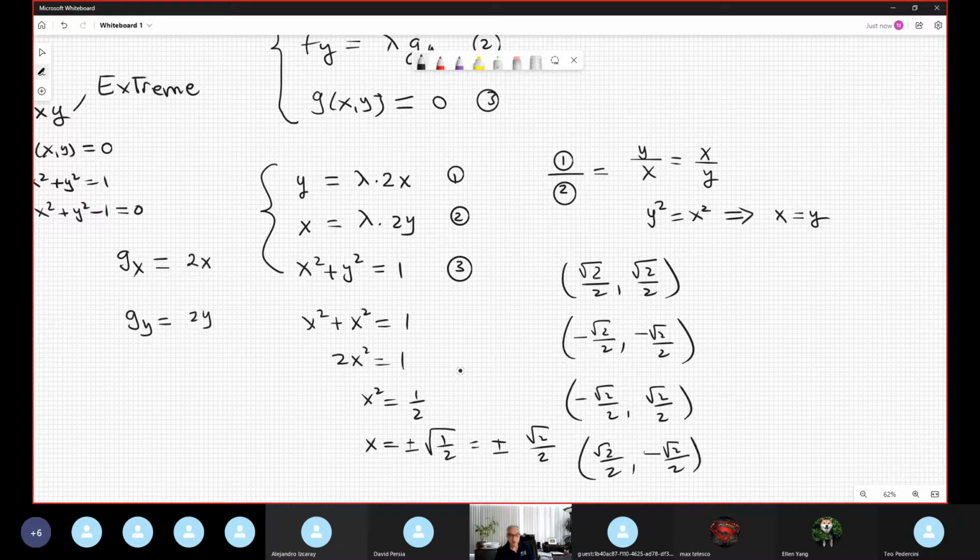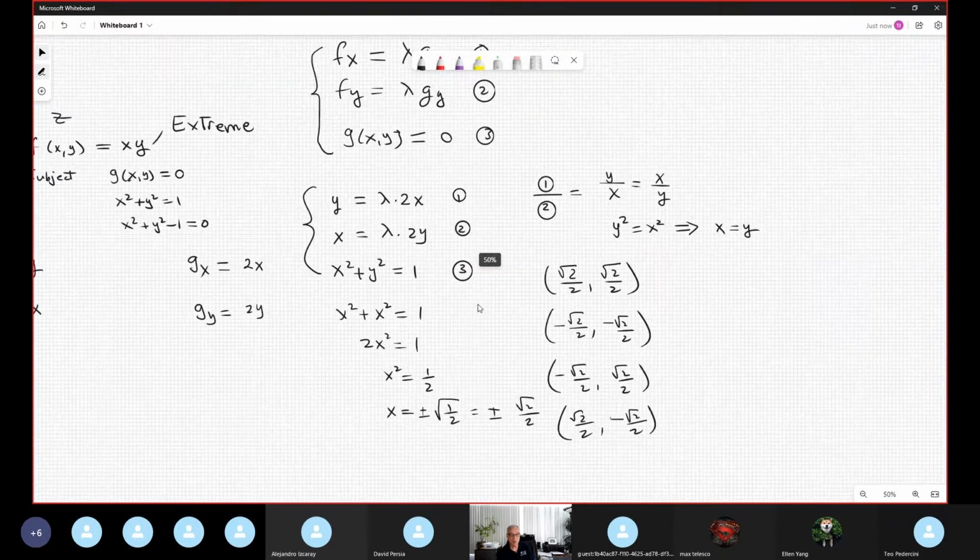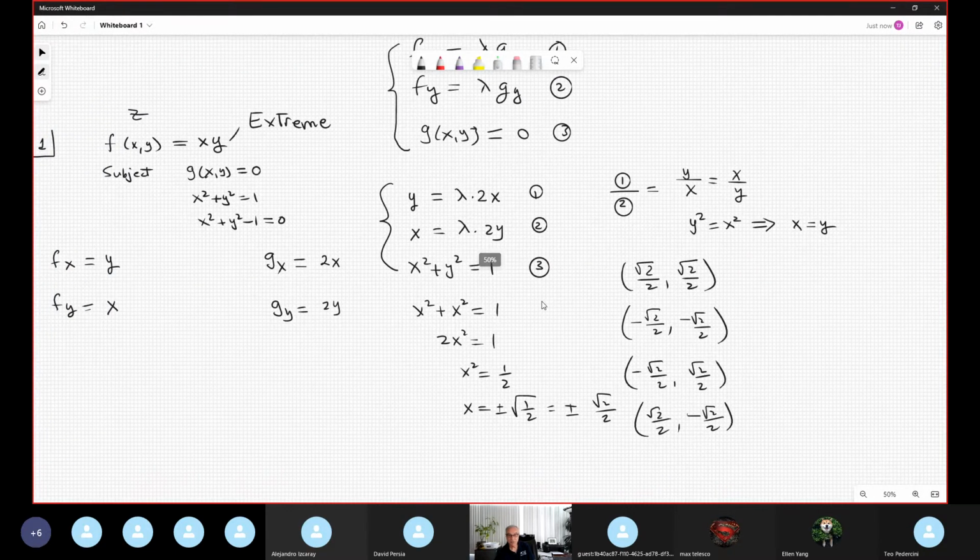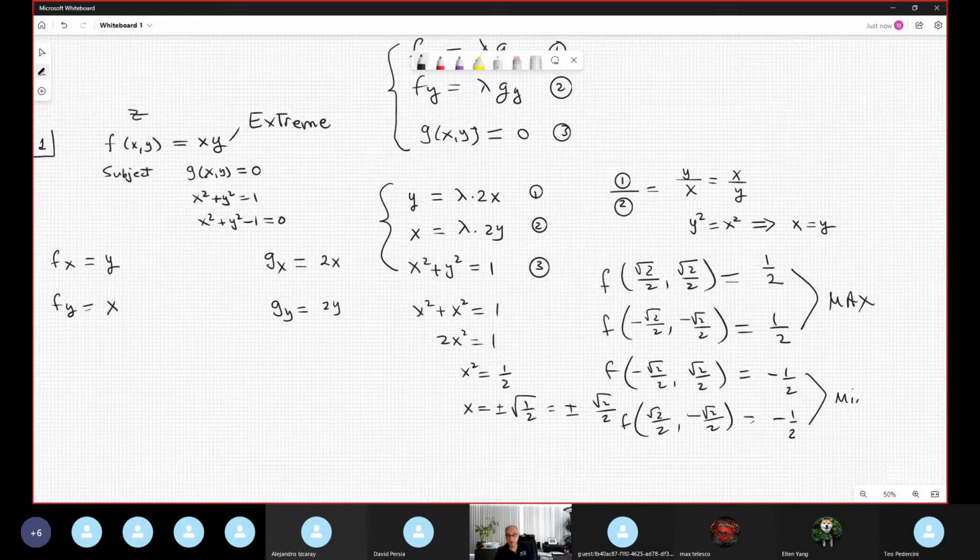And you evaluate these points in the function. What function? The objective function, the function that you want to maximize or minimize. You evaluate in f each time. But it's super easy because it's just multiplication, x and y. Radical 2 times radical 2 over 4 is 1/2. So 1/2 positive, 1/2 positive, 1/2 negative, and 1/2 negative, because of the opposite sides. And this is the maximum, and this is the minimum. End of the story. I finish.